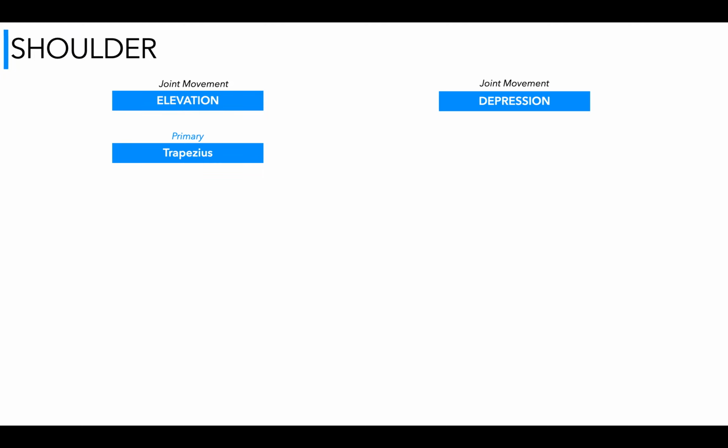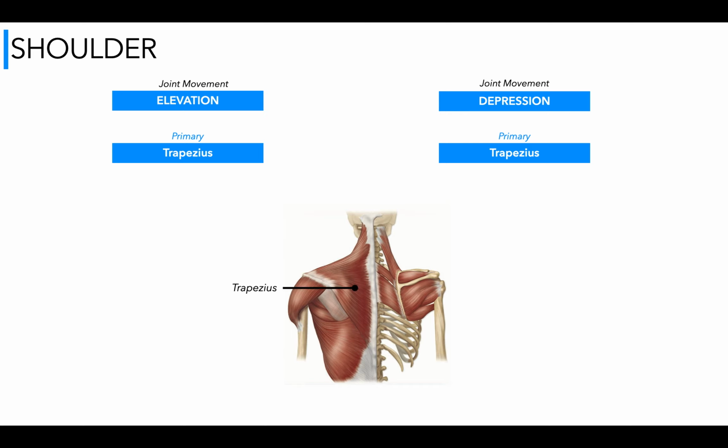Okay, elevation and depression I'm going to keep fairly simple and put together. Your primary muscle for both is the trapezius. Okay, and that is the triangular shaped muscle on the back there. So the trapezius is the primary muscle for elevation and depression.